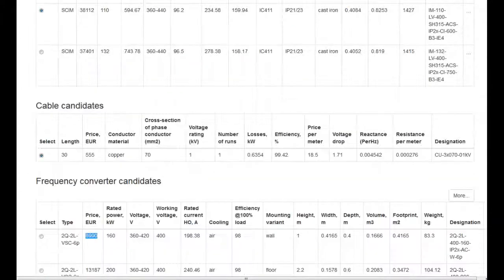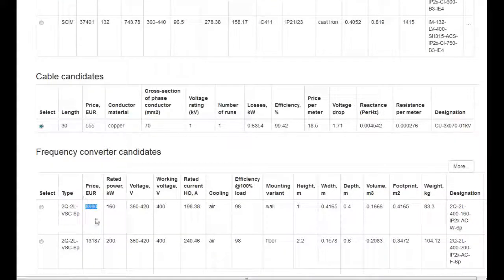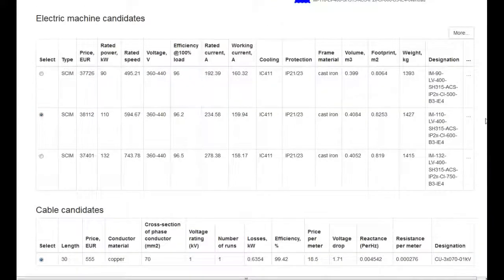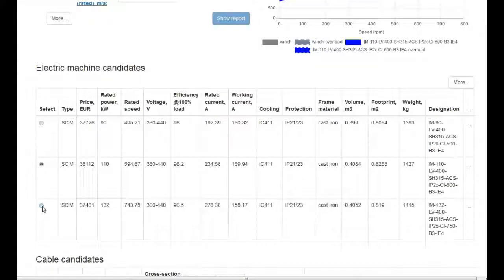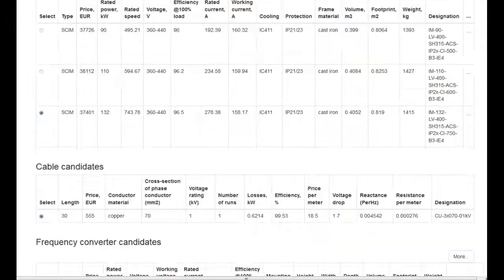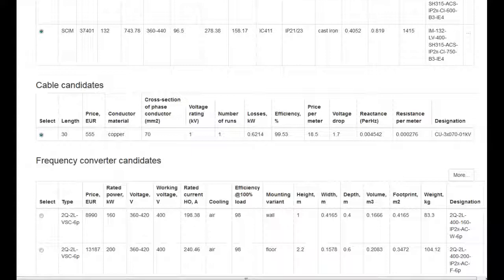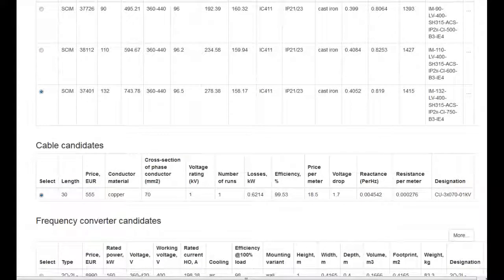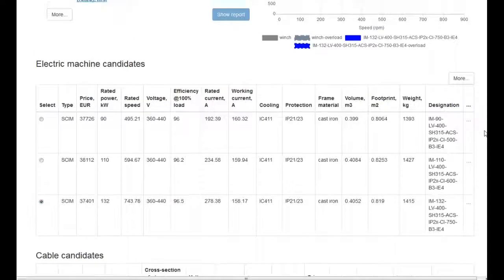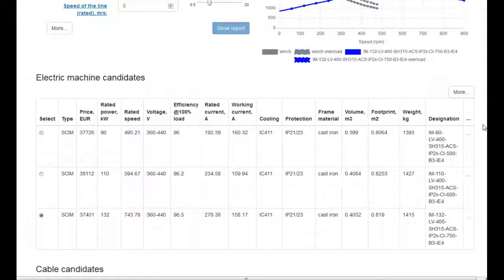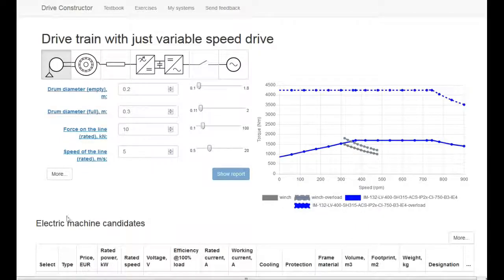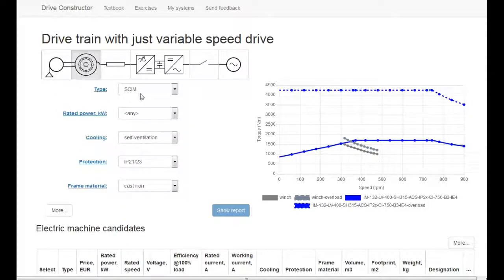If we try another motor, we see it is the same frequency converter because the working current is quite close, so no effect at all on the frequency converter. So now let's try permanent magnet machine instead of the induction machine.